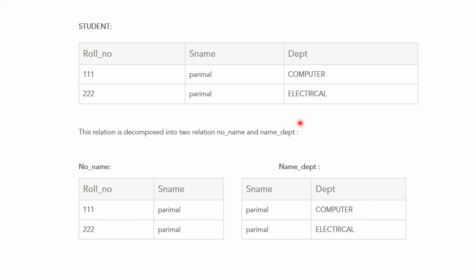Suppose we are dividing this table into two subtables. This is the first table which contains A and B, that is roll number and name. This contains B and C, that is roll number and department. If you find a natural join of these two relations, the first one is 1, 1, 1 Parimal. We will check for the common field.